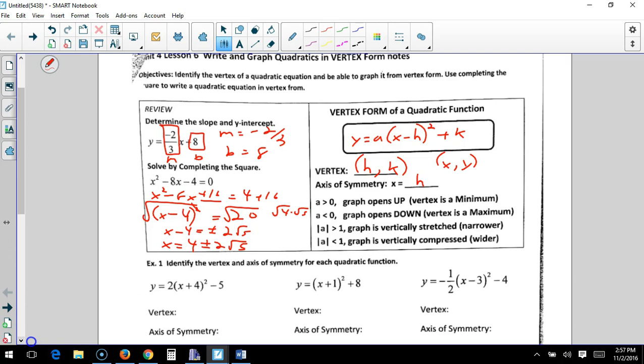Now a, like before, if it's positive, it's a happy parabola. If a is negative, it's a sad parabola. If a is greater than 1, it's stretched vertically, so it's narrower, and if it's less than 1, it's wider.